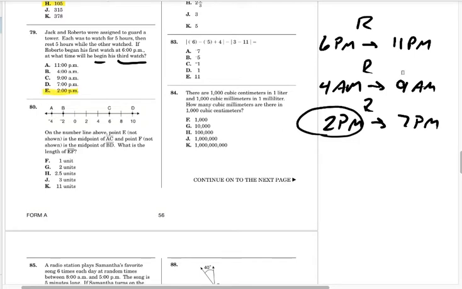All right, just because we did all the work doesn't mean we get it right, because 7 p.m. is also on our list, 9 a.m. is on our list, 4 a.m. is on our list, and 11 p.m. Every single number we used is in our choice of answers. All right, so you got to be pretty careful.